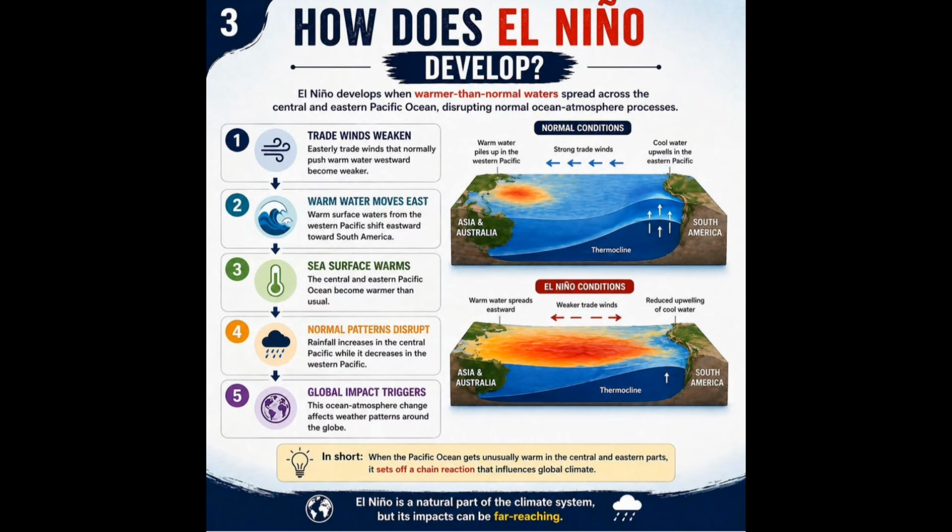Normal conditions. Warm water piles up in the western Pacific. Strong trade winds, cool water upwells in the eastern Pacific. El Nino conditions. Warm water spreads eastward. Weaker trade winds, reduced upwelling of cool water.